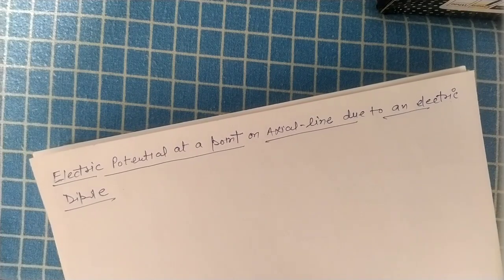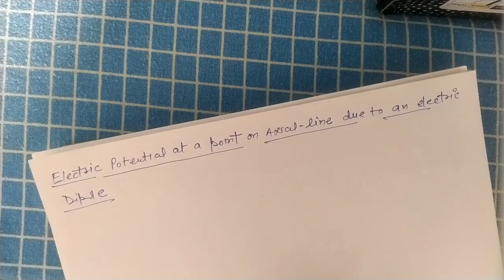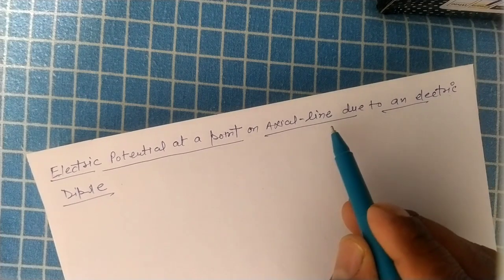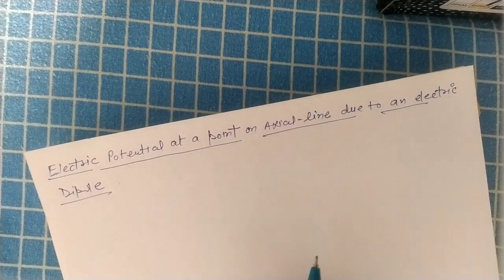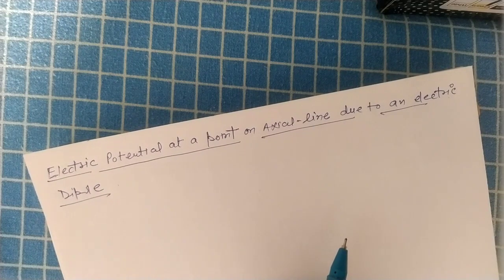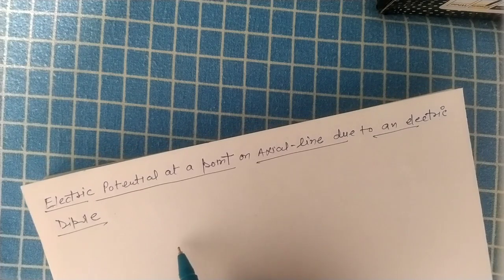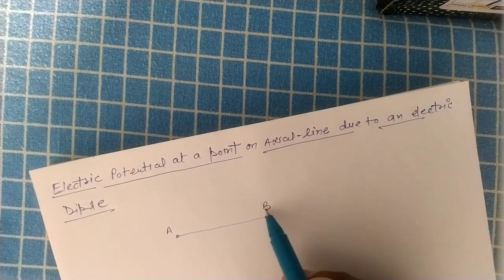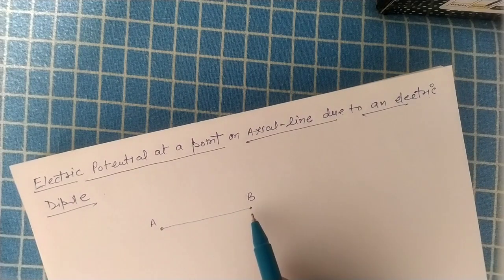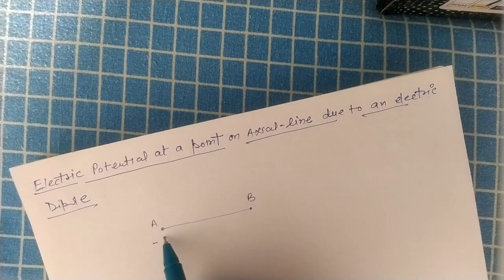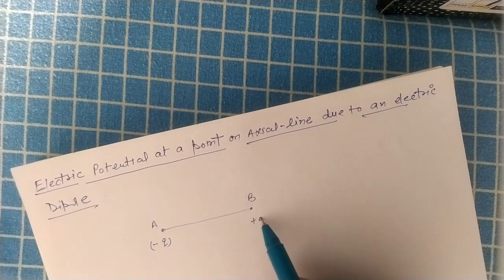प्यारे बच्चों, आज हम 12th क्लास फिजिक्स की फर्स्ट यूनिट के एक टॉपिक इलेक्ट्रिक पोटेंशियल एट ए पॉइंट ऑन एक्सियल लाइन ड्यू टू एन इलेक्ट्रिक डाइपोल करने वाले हैं। इसके लिए सबसे पहले लेट ए बी, point A and point B, AB be an electric dipole having charge minus Q at point A and plus Q at point B.